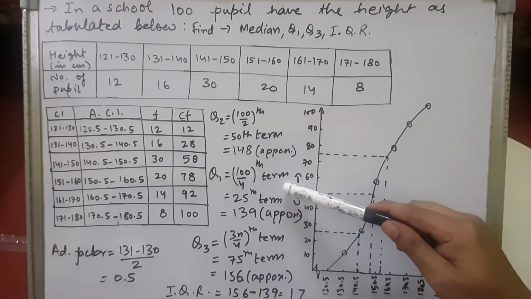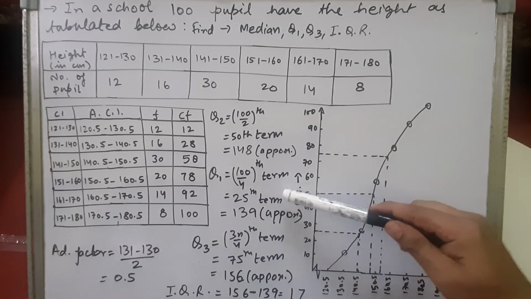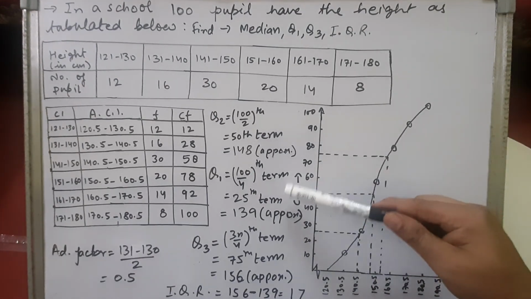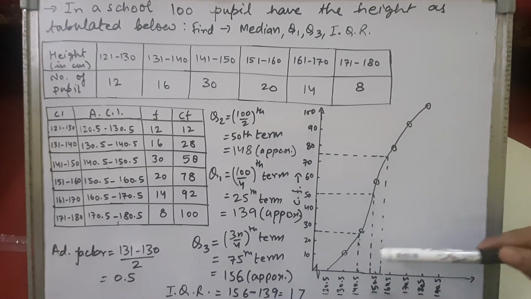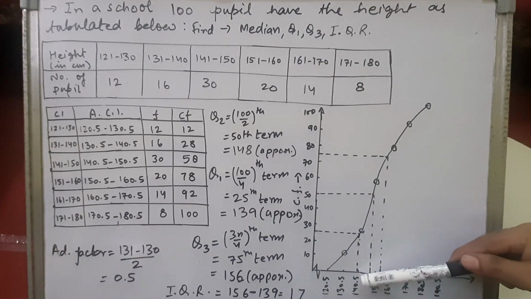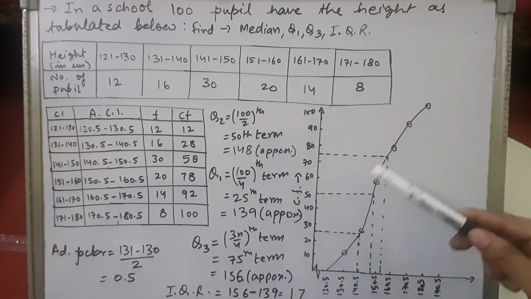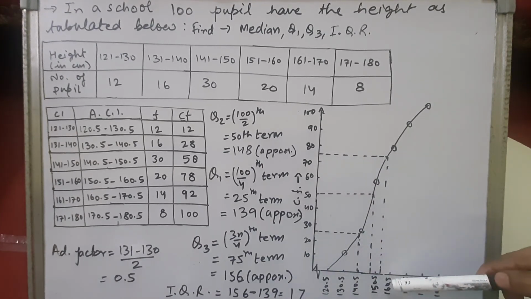Similarly, for calculating the lower quartile, it will be the n by 4th term. N is 100, the number of terms, n is sigma f. So n by 4 is 25, the 25th term. The value of the 25th term you can see is something like 139. For the upper quartile, the 3n by 4th term, when we put n equals 100, we get the 75th term. The value of the 75th term we get is 156 approx.